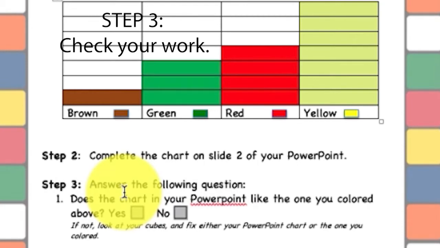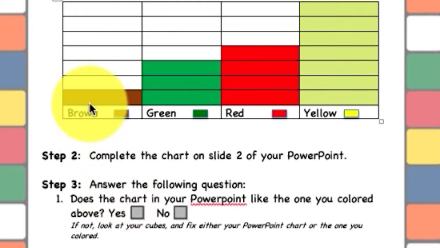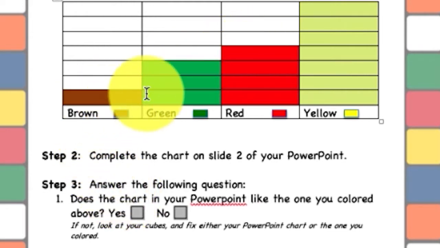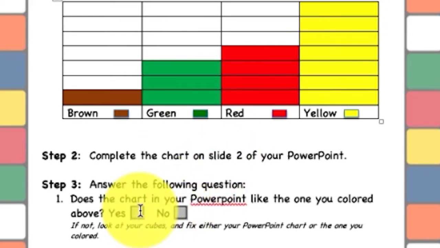Step 3 says, ask them, does your chart in your PowerPoint look like what you colored? You should see the brown is the lowest and gradually increasing to the yellow. So if that is true, that's just a way for them to check their work to make sure that they've done both of them correctly.